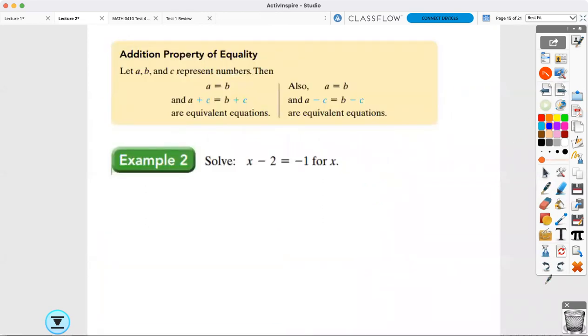Now, the addition property. I'm going to give you guys 3 minutes to copy the addition property and write down example 2. So 3 minutes.